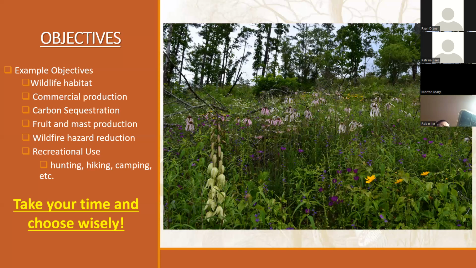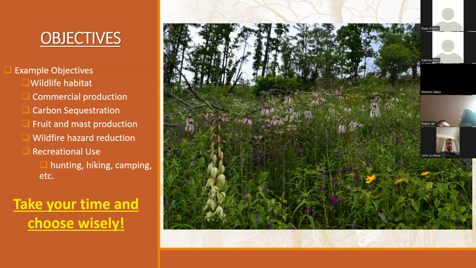But later on, we'll talk about some assistance that you can get if commercial production does happen to be one of your goals for your property. Other objectives include carbon sequestration, like Katrina talked about, fruit and mast production, wildfire hazard reduction, and recreational use. So hunting, hiking, camping, it's very popular here in Arkansas. A lot of people have those types of things in mind when they're trying to figure out what exactly they want to do with their forest land. So again, take your time, choose those wisely.